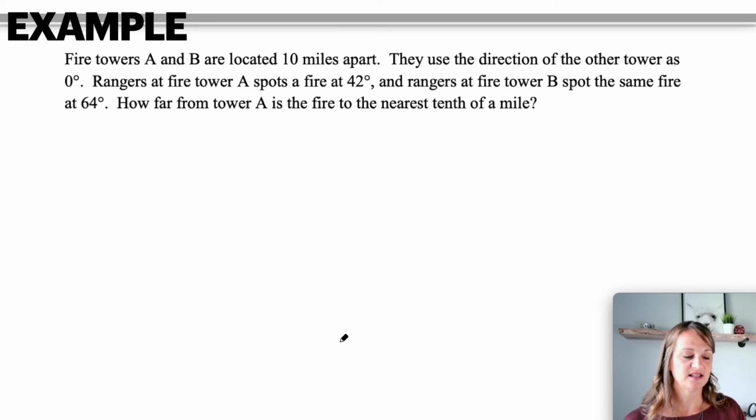So in this case, I would like for you to pause the video, attempt to work this problem, and then resume to see the answer.